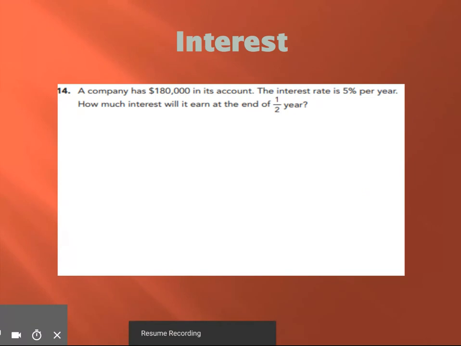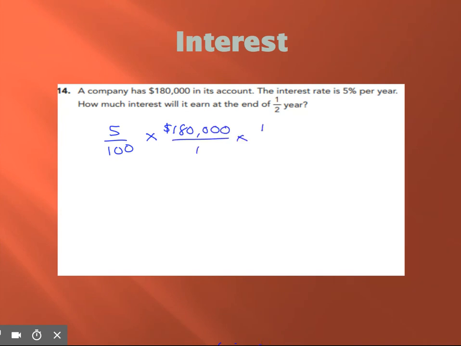So finally, we've reached the end. Please try and calculate the interest that this company earns with $180,000 at 5% for half of a year. Come back and check your work and your answer in just a moment. So hopefully for this problem, you set it up as 5 over 100 because it's 5% times $180,000. Again, you can put that over 1 times 1/2.